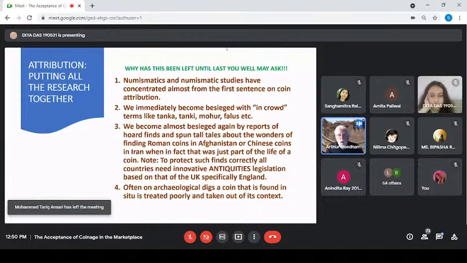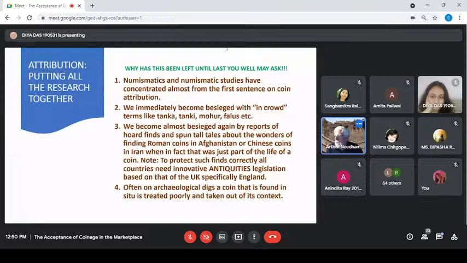Often on archaeological digs, a coin that is found in situ is treated poorly and taken out of its context. And we lose history, and archaeologists are notoriously bad for treating coins badly. Next slide, please.